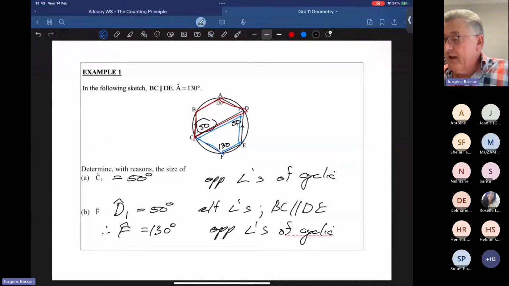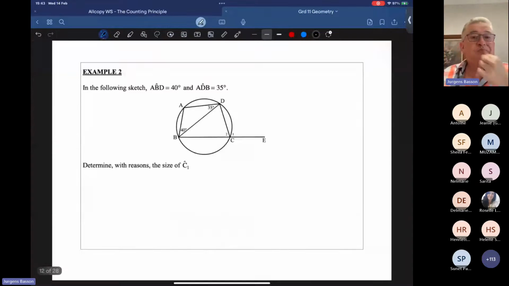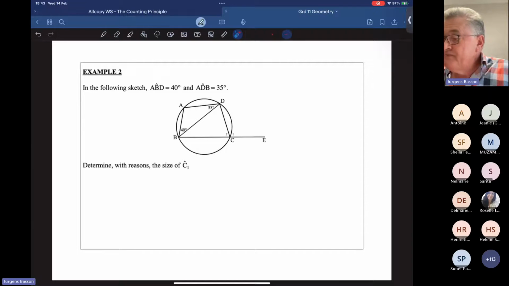I apologize for that. The next problem, you will notice there is clearly a cyclic quad. There's clearly an exterior angle. So it doesn't look too bad, this particular question. I don't know if I must write it down for you, because I think it's almost too easy. 40, that one is 35.